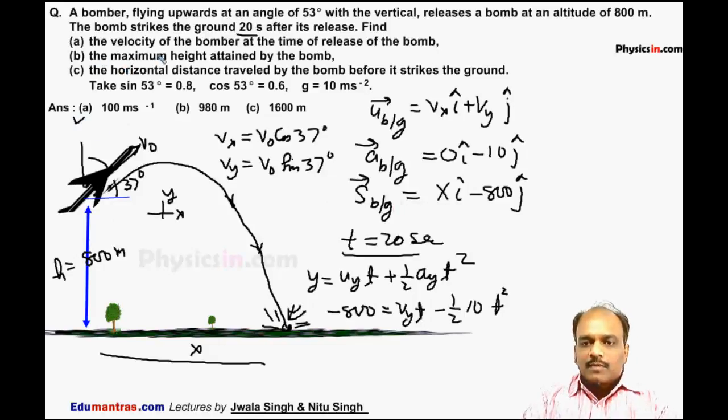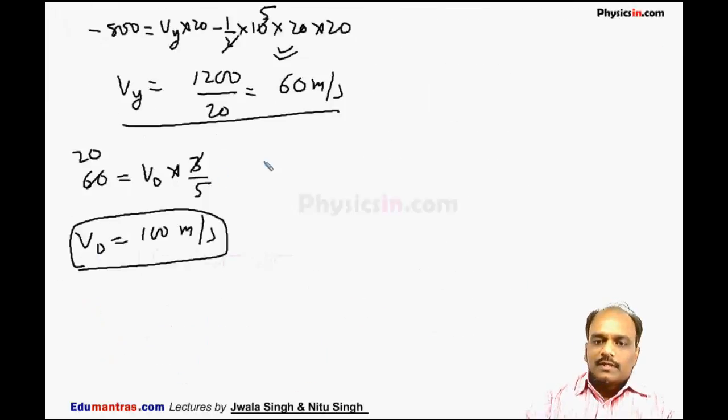Second question is the maximum height attained by the bomb. So this height, let it be h. So the total height from the ground is 800 plus h. Now we can very easily calculate h. h can be written as Vy square by 2g. 2g means 10. Vy, we know Vy is equal to 60. So it is 60 into 60 divided by 2 into 10.